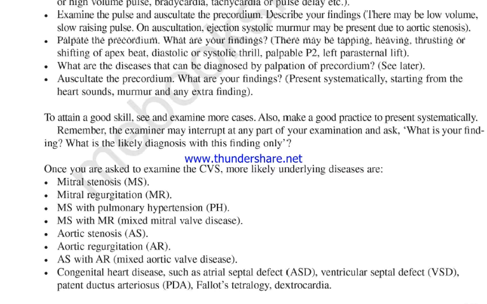Once you are asked to examine the CVS, the more likely underlying diseases are mitral stenosis, mitral regurgitation, MS with pulmonary hypertension, MS with MR, mixed mitral valve disease, aortic stenosis, aortic regurgitation, AS with AR, mixed aortic valve disease, congenital heart diseases such as atrial septal defect, ventricular septal defect, patent ductus arteriosus, Fallot's tetralogy, and dextrocardia.